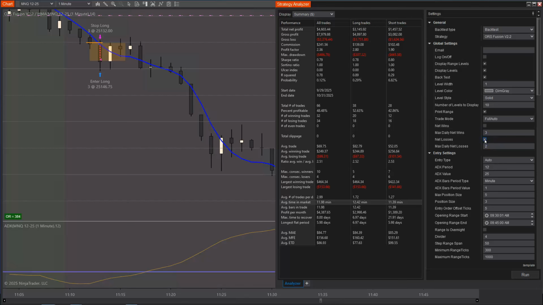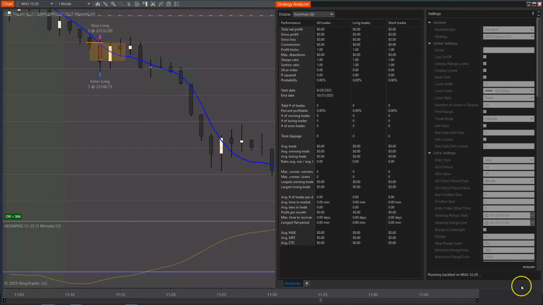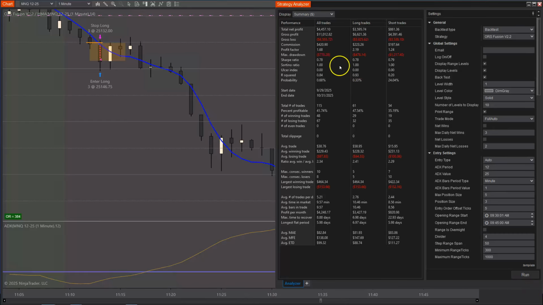Let's take the net losses off. So we can have an unlimited amount of losses. We already don't have the net wins box checked, so the wins are unlimited, and now the losses are unlimited. Keep an eye up here at the 4,600 and the max drawdown of 480 or so. Let's run with completely unlimited wins or losses. You can see we have about the same net profit, but we did increase our drawdown by a few hundred dollars.